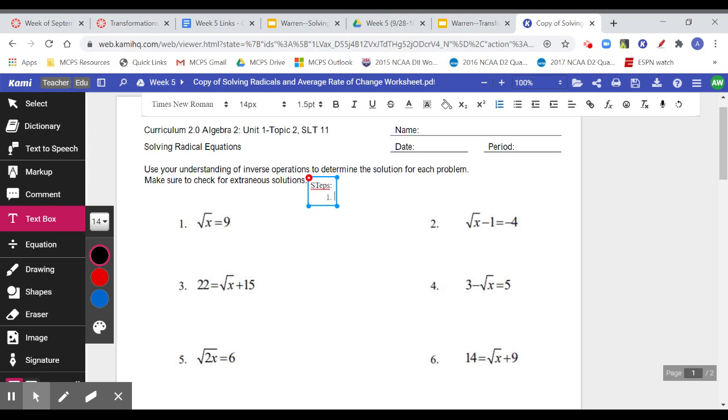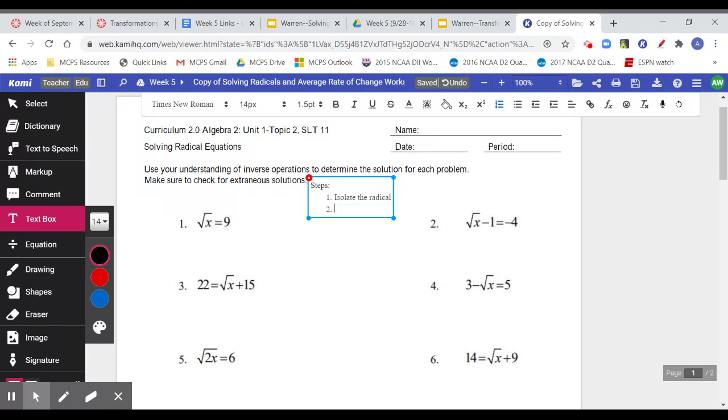So the first step is going to be to isolate the radical. Right? In other words, isolate the part that is just the square root. Get everything else on the other side of the equation so that one side of the equation is just the stuff that is under the square root symbol.